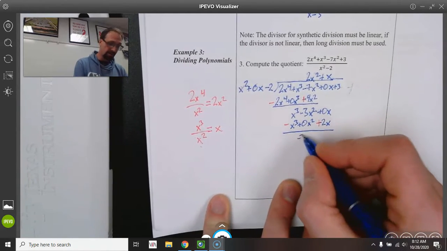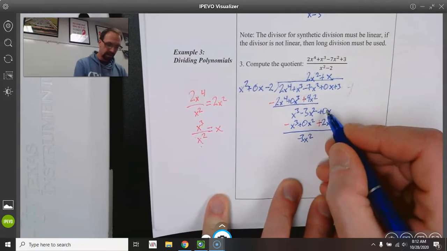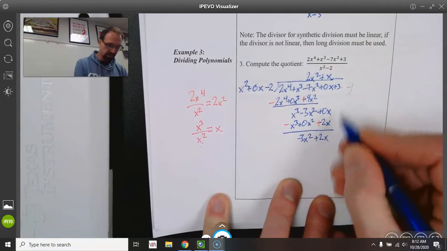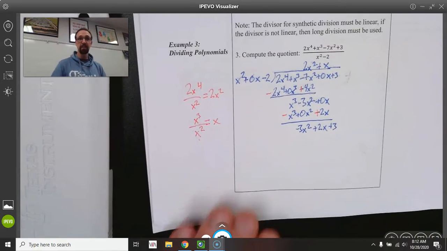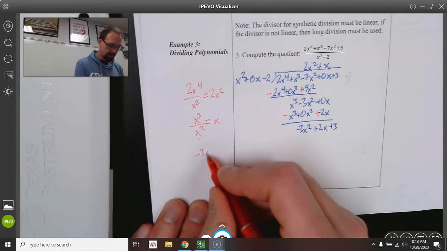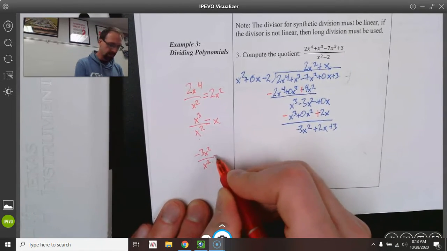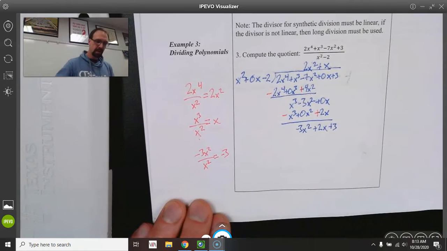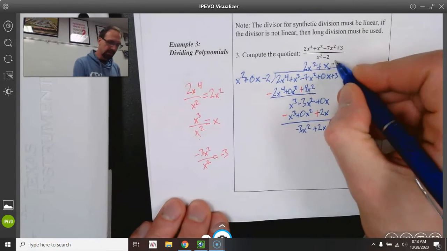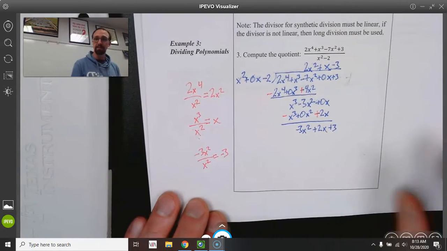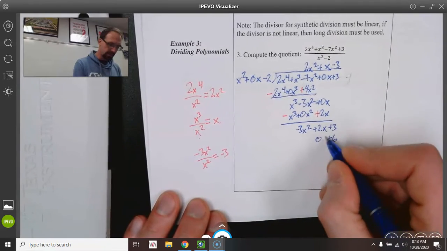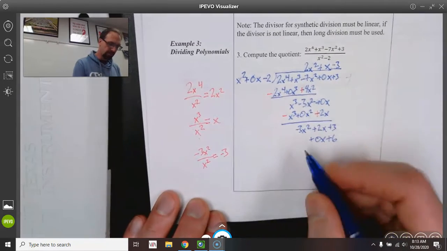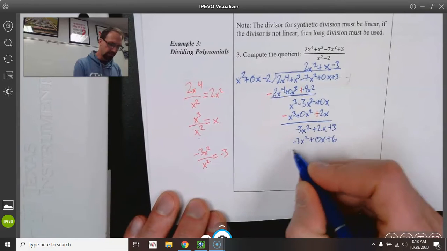So I have a negative 3x squared, and then plus 2x. Then bring down the plus 3. X squared goes into negative 3x squared negative 3 times. So that means I have a negative 3 here. Negative 3 times negative 2 is a positive 6. Negative 3 times 0x, again 0x. Negative 3 times x squared is negative 3x squared.